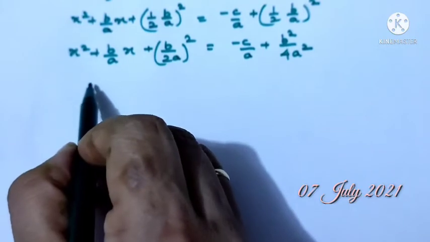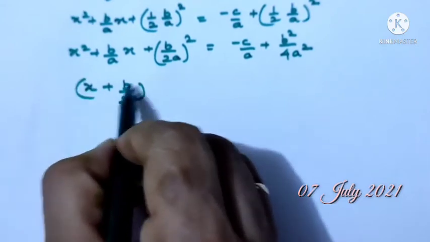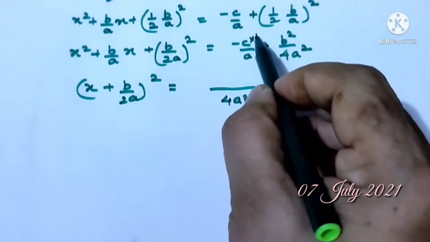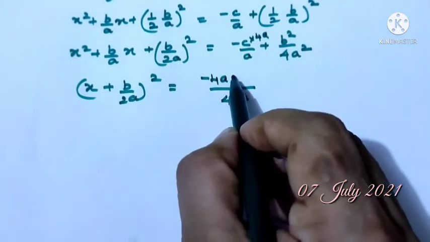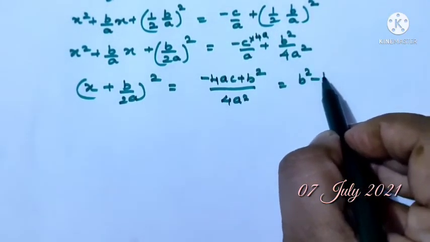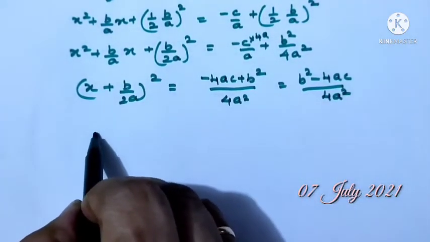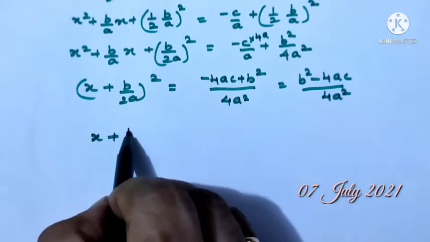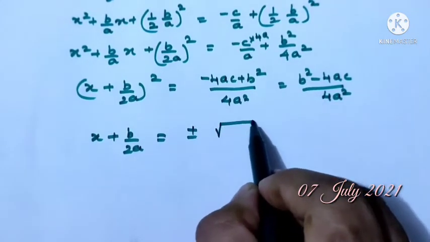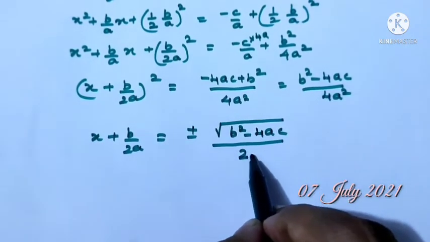Then here we can write it in the form of a plus b whole square. So x plus b by 2a whole square equal to, here the LCM is 4a square, so I have to multiply with 4a. So minus 4ac plus b square we are getting, or we can write b square minus 4ac divided by 4a square. First we have written the positive value, that's all. Now taking the square root on both sides, x plus b by 2a equal to plus or minus root of b square minus 4ac, this term we cannot simplify. Next, root of 4a square can be written as 2a.